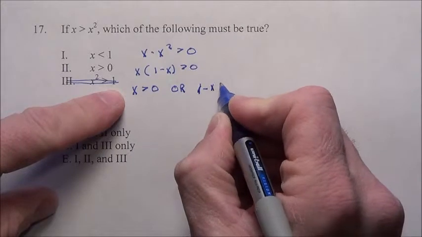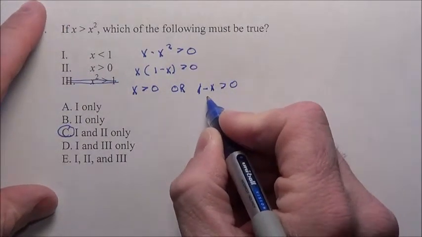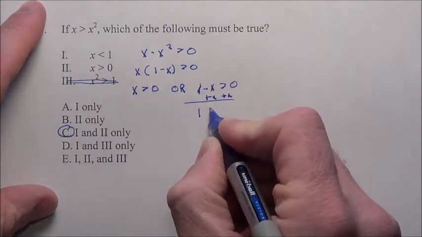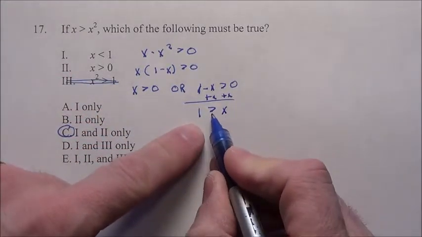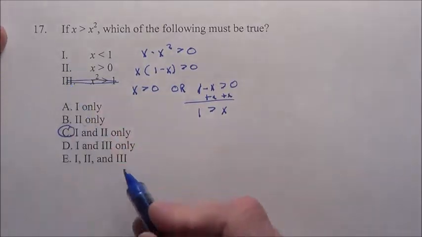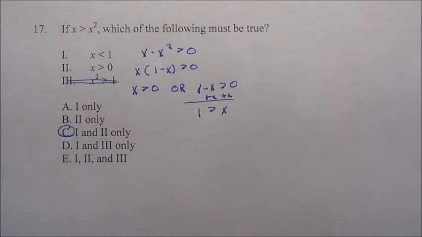1 minus x is bigger than 0. Move your x over or subtract 1, however you're going to do it. Let's just move our x over. I added an x to both sides. That was poorly done. So I know x is bigger than 0 or x is less than 1, which is what I have right there. That's going to be my solution 1 and 2. Right there is how you do problem 17 if you want to show the math.